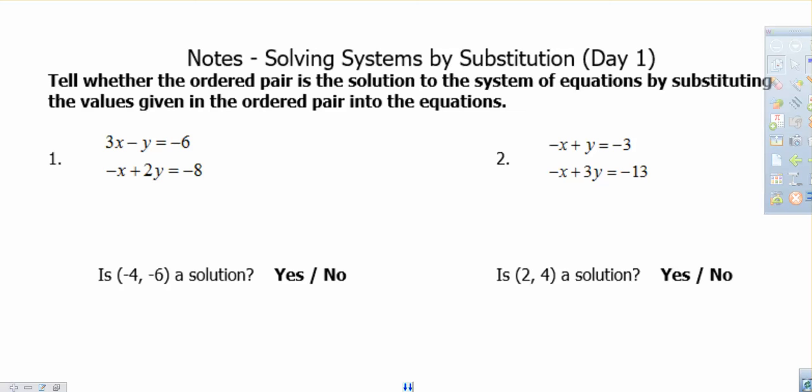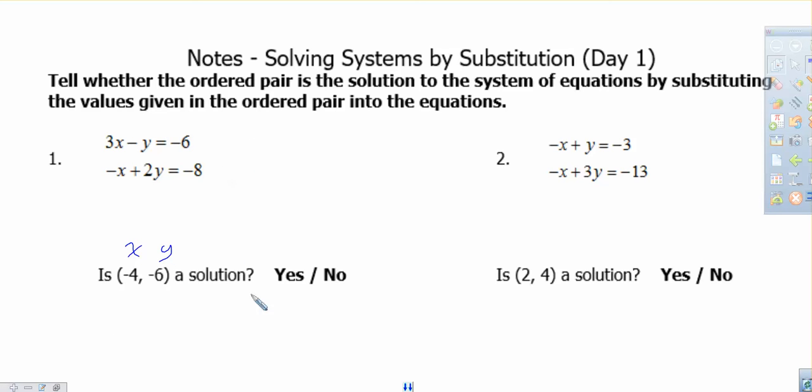Solving systems by substitution, day 1. To begin with, we're going to use the simplest form of substitution, and that is going to be substituting an ordered pair into an equation. So as you can see, we've got these two equations, 3x minus y equals negative 6, and negative x plus 2y equals negative 8. We actually did this before with inequalities. We are going to take our x and our y and replace these into each of these equations.